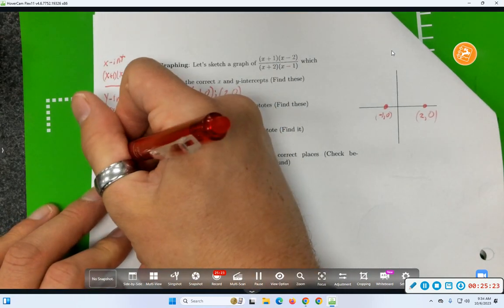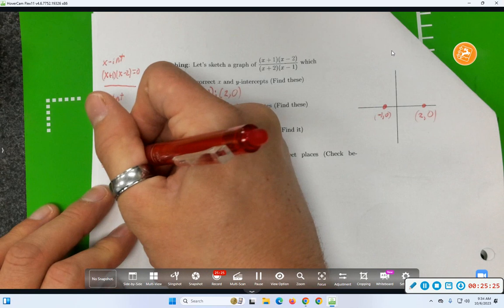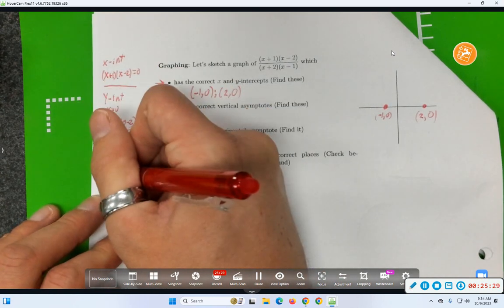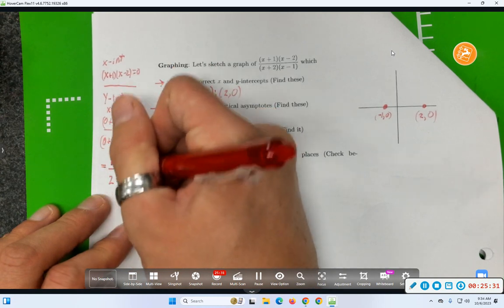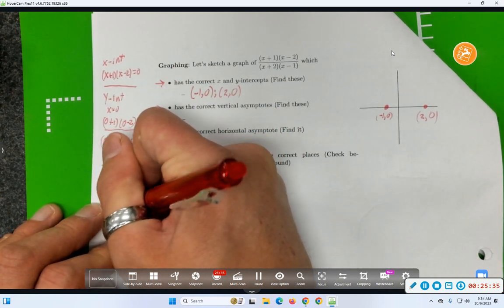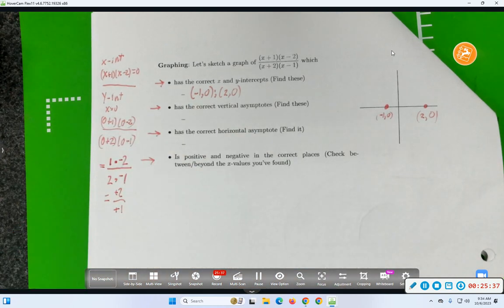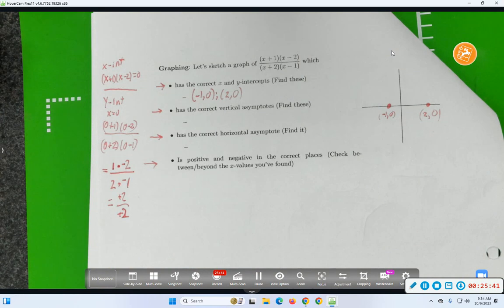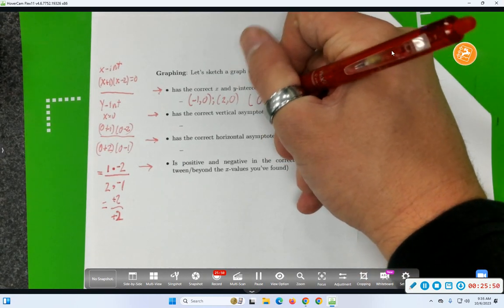0 plus 1 is 1, multiplied by 0 minus 2 is negative 2. Divided by 0 plus 2 is 2, times 0 minus 1 is negative 1. Negative 2 over negative 2, the negatives cancel. So I think the positive ones had it. So, yeah, be careful with negative signs. The y-intercept is (0, 1).